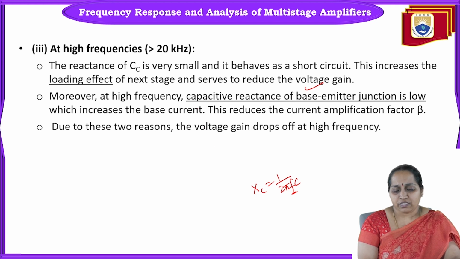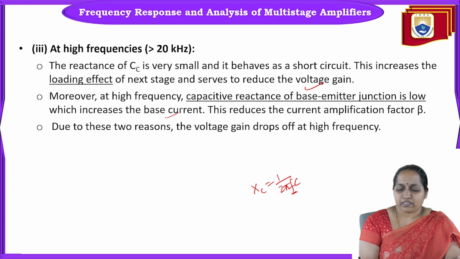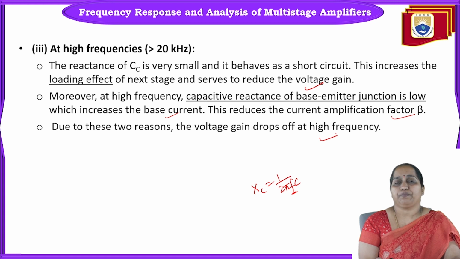And moreover, at higher frequencies, the capacitor reactance of the base emitter junction is low, which increases the base current. So at higher frequencies, the capacitor reactance of the emitter base junction is also less. So as a result, what will happen? The base current will increase. Base current is increasing, then this will indirectly reduce the current amplification factor beta. So because of these two reasons, voltage gain drops at the higher frequency. Okay, so only at mid frequency the gain is remaining uniform and it is somewhat higher compared to low frequencies and high frequencies.